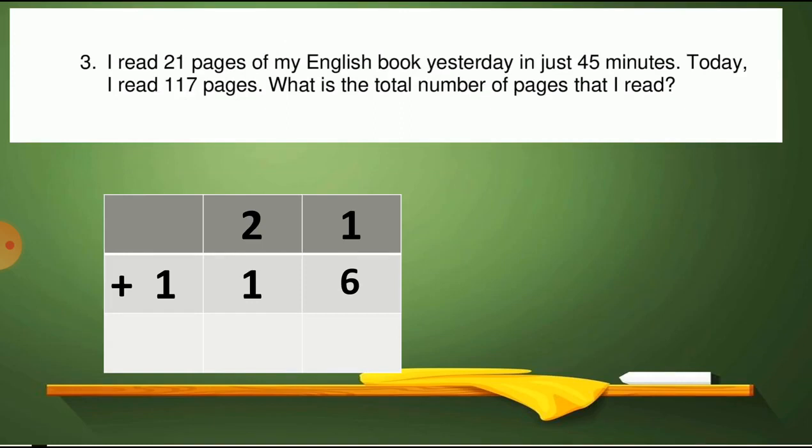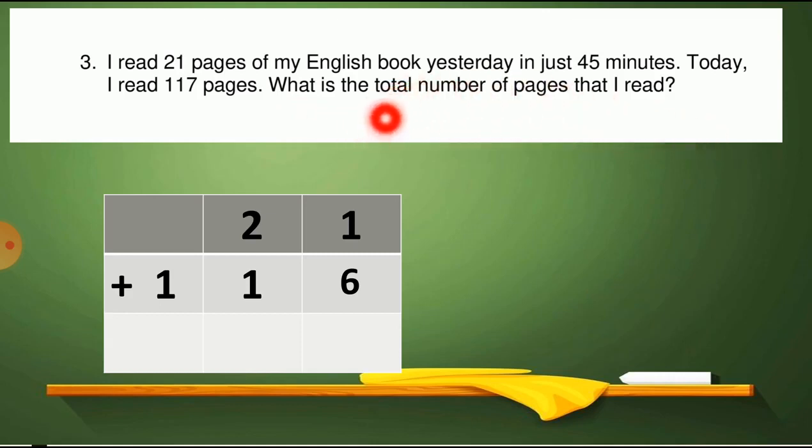Let's read it first. Here is the sum. I read 21 pages of my English book yesterday in just 45 minutes. So, let's read this again. I read 21 pages of my English book yesterday in just 45 minutes. So, here we have to take the pages, 21. So, I write number 21 here. Today, I read 117 pages. I repeat this. Today, I read 117 pages. What is the total number of pages that I read?